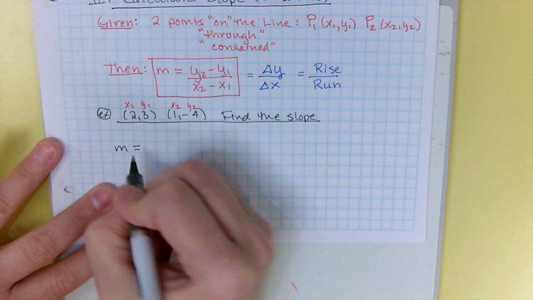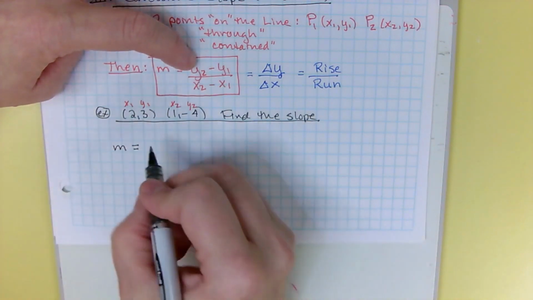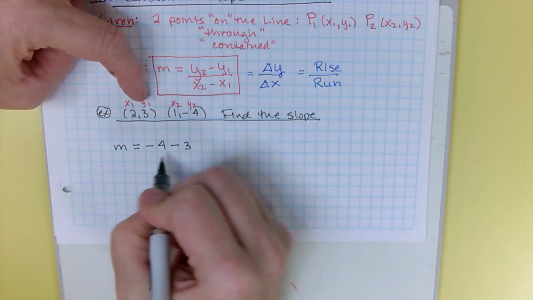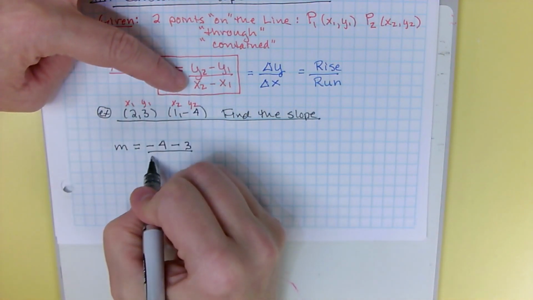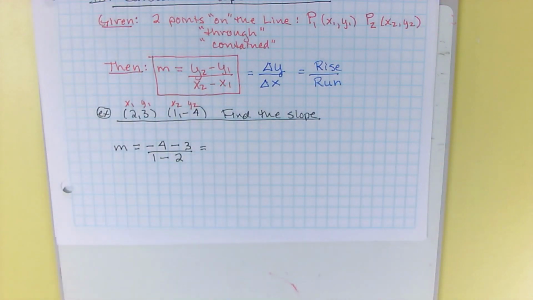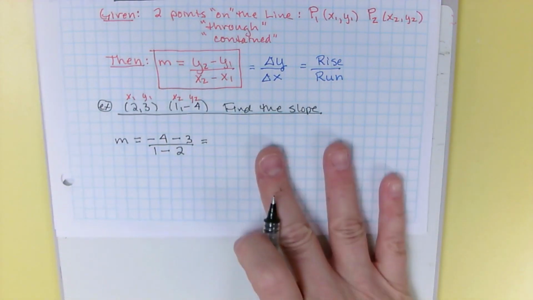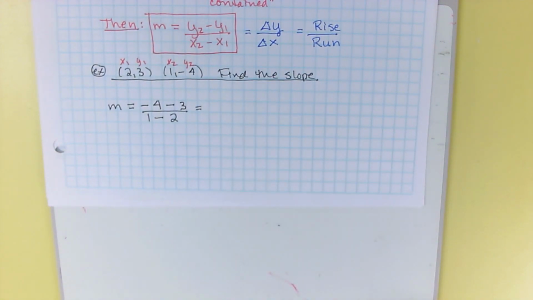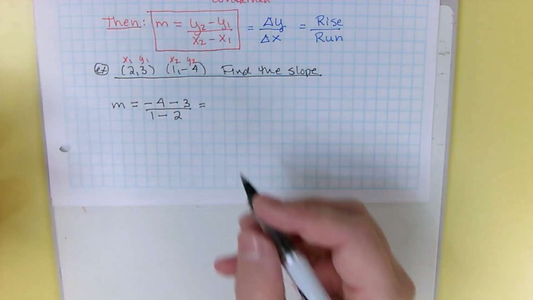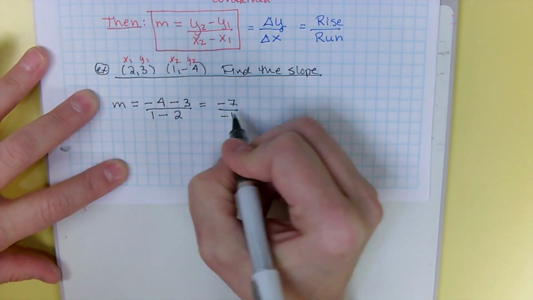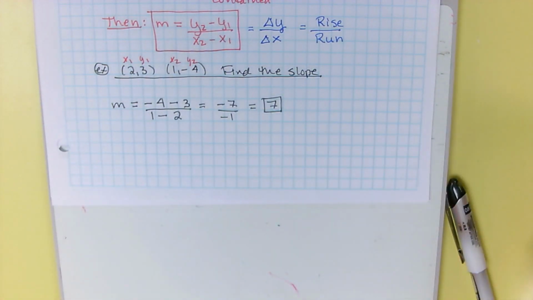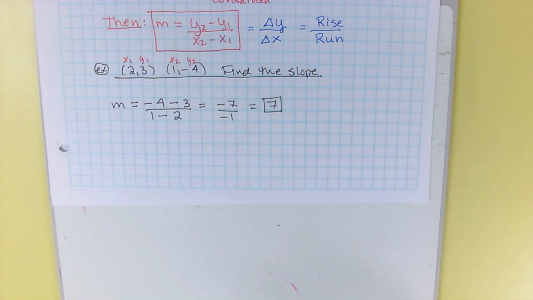So here's our slope equals, okay, using our formula, y sub 2 is -4 minus y sub 1, which is 3, over x sub 2, which is 1, minus x sub 1, which is a 2. And that is 80% of the issues with slope, is getting the right numbers into the right place. Now, this part should be pretty simple. You're going to add the tops, add the bottoms. So I get -7 over -1, which is a +7. That's the slope. It's a very steep positive slope.